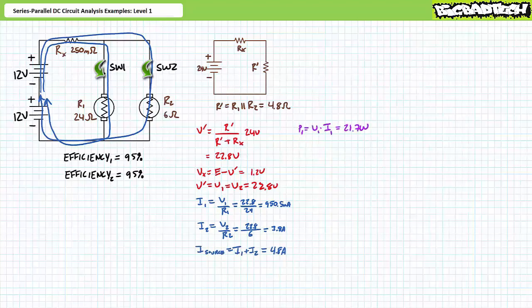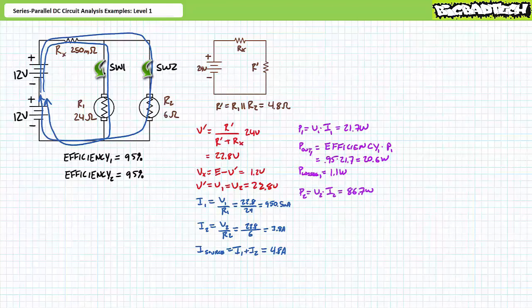The electrical power delivered to motor 1 is equal to the voltage across it times the current through it. Substituting in our given values demonstrates that motor 1 consumes 21.7 watts of power. Output is equal to efficiency times input. Substituting our given values demonstrates that motor 1 produces 20.6 watts of usable power, and 1.1 watts is directed towards losses. Similarly, the electrical power consumed by motor 2 is equal to the voltage across it times the current through it. Substituting our given values demonstrates that motor 2 consumes 86.7 watts of power.